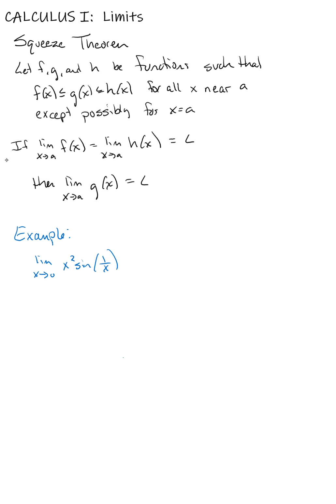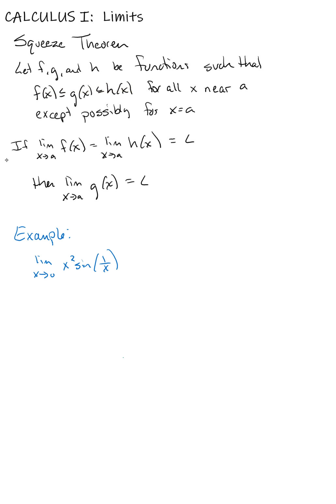Let's start with three functions, f, g, and h, such that we know f of x is less than g of x, which is less than h of x for all x values near some value a, except of course possibly for x equal to a. At a, we don't know what's going on, but as long as near a, f is the smallest and h is the largest and g is there in the middle.